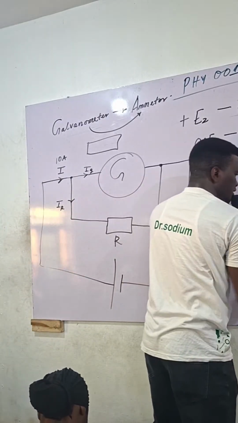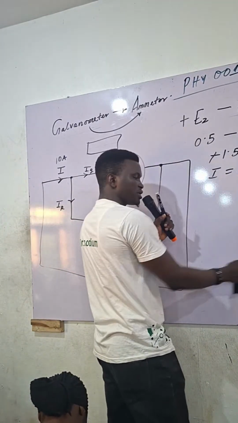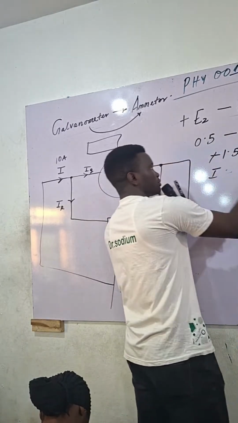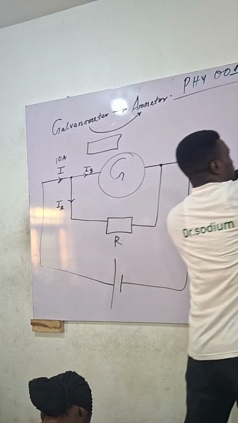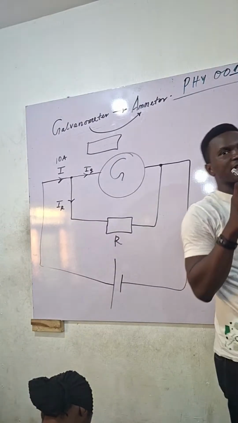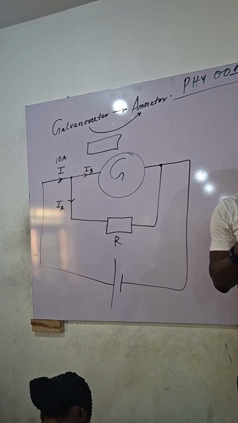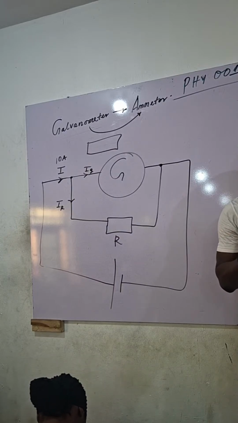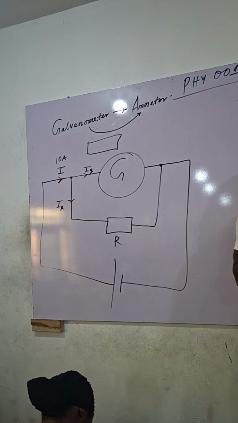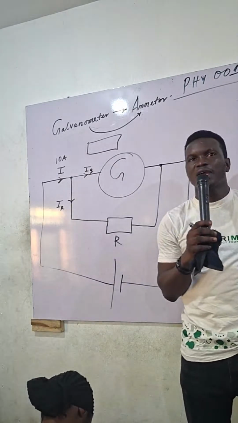To convert a galvanometer, there's a code we use to remember it. To convert a galvanometer into an ammeter, a low resistor must be connected.